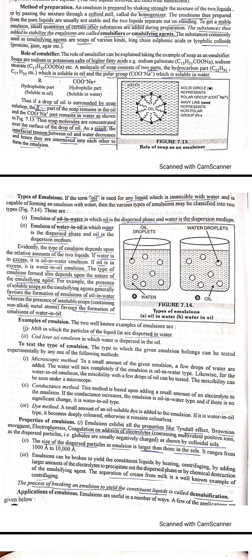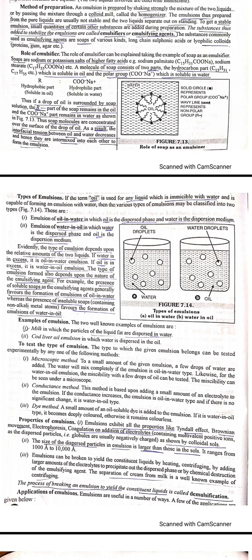If water is in excess, it is an oil in water emulsion. If oil is in excess, it is a water in oil emulsion. The type of emulsion formed also depends upon the nature of the emulsifying agent. For example, the presence of soluble soaps as the emulsifying agent generally favors the formation of emulsions of oil in water, whereas the presence of insoluble soaps containing non-alkali metal atoms favors the formation of emulsions of water in oil.